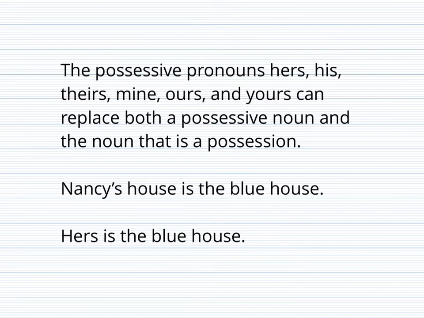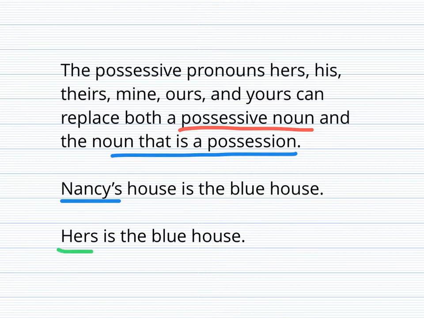Possessive pronouns such as hers, his, theirs, mine, ours, and yours can replace both the possessive noun and the noun that is a possession. What does that mean? For example, Nancy's house is the blue house. So this is the possessive noun. It shows ownership over the house. But when we use the possessive pronoun, hers is the blue house.